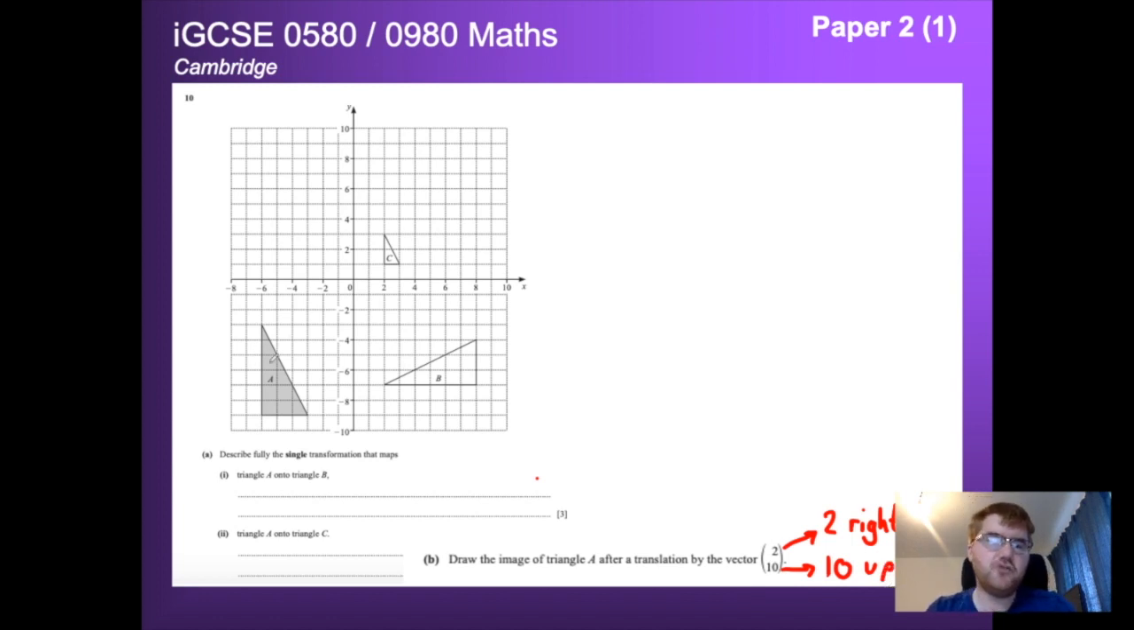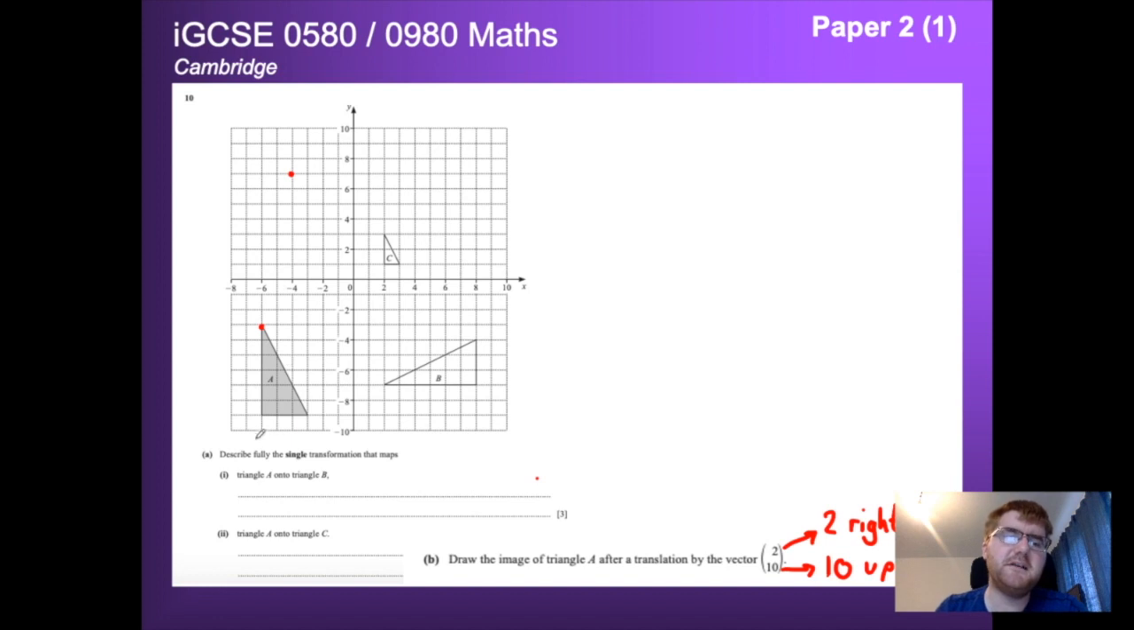So we're going to take this triangle here, triangle A, and we're going to go 2 to the right and 10 up. So let's count here very carefully. We're going to take 1 point on our triangle. So we're going to go 1, 2, like so. And then notice our scale here is exactly the same. So we're going to go 1, 2, 3, 4, 5, 6, 7, 8, 9, 10. So we're going to move to the point here, minus 4, 7.